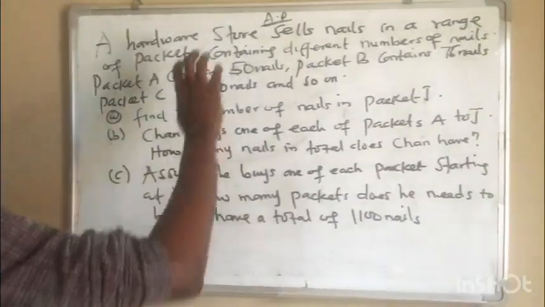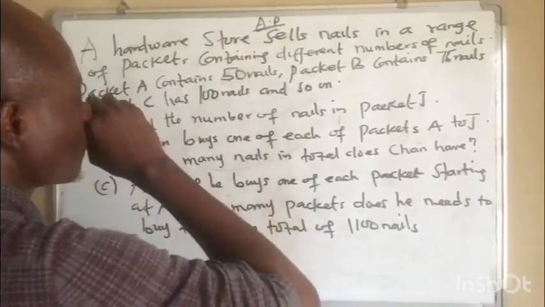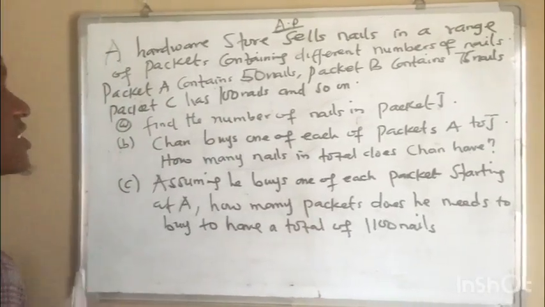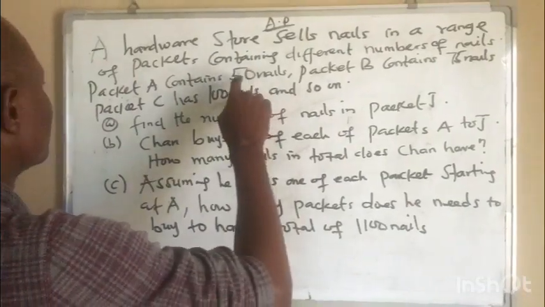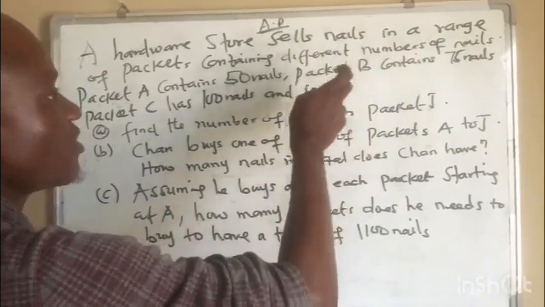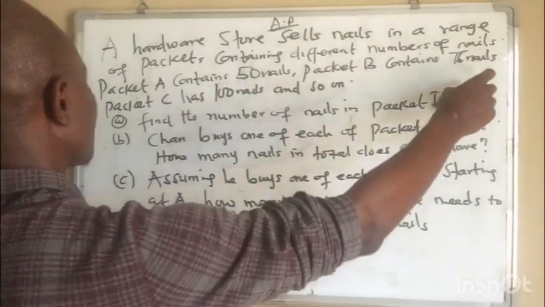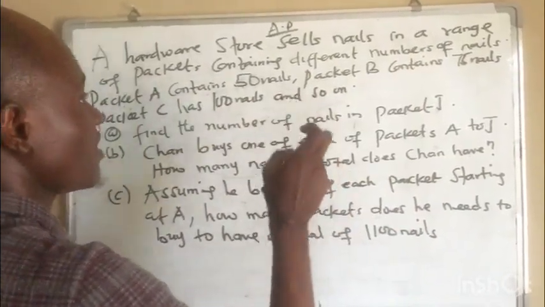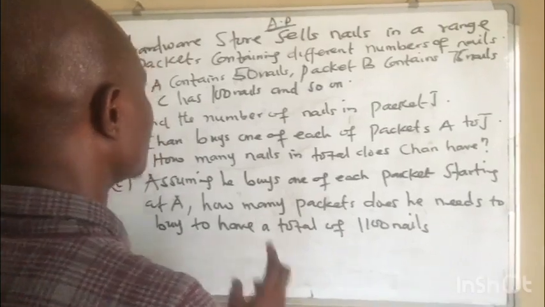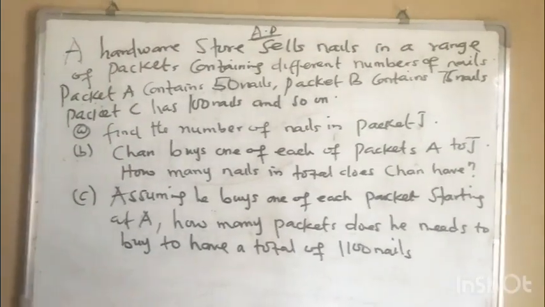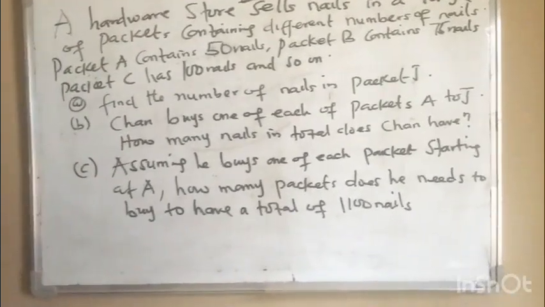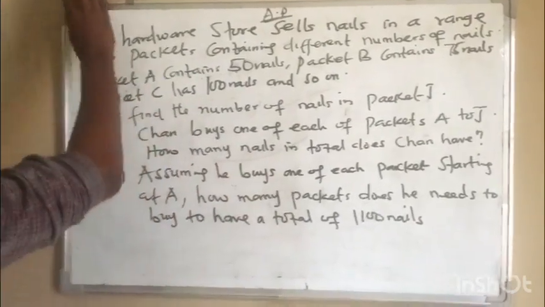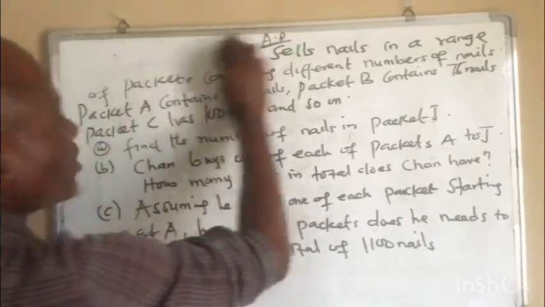So that means this question is an AP, because the first thing we need to know, in AP we have what we call a common difference, our d. So from packet A to packet B, we see a common difference of 25, sorry, and from packet B to packet C, we also see a common difference of 25. So this is an AP question. Now let's just run through a few things that we need to know in AP so that it will give us the leverage to solve this question.